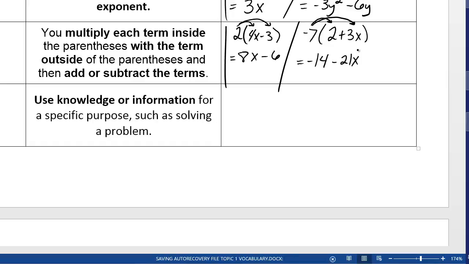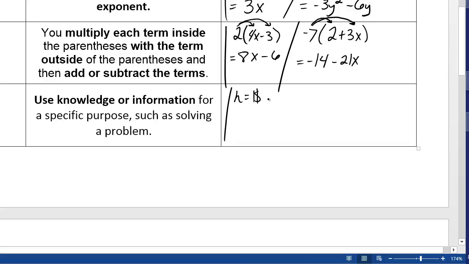So you first ask yourself, what are we trying to solve for? And we're trying to solve for how much money we make per hour. So the variable, let's go ahead and say, is h for hour. H for money per hour. And now we need to make the equation with our variable h.